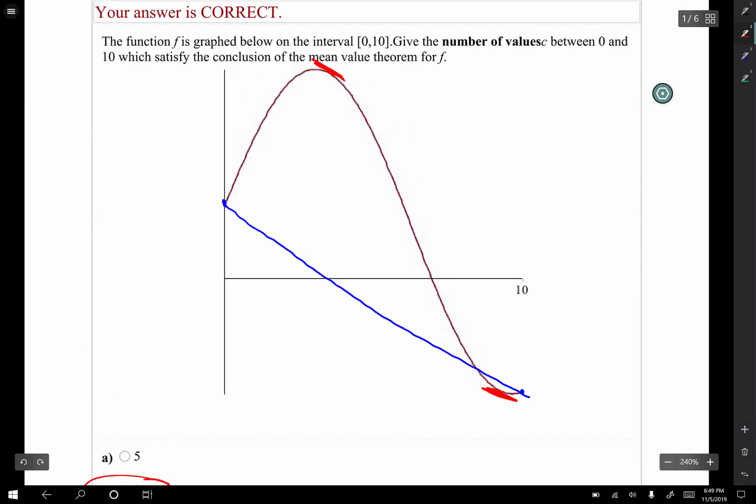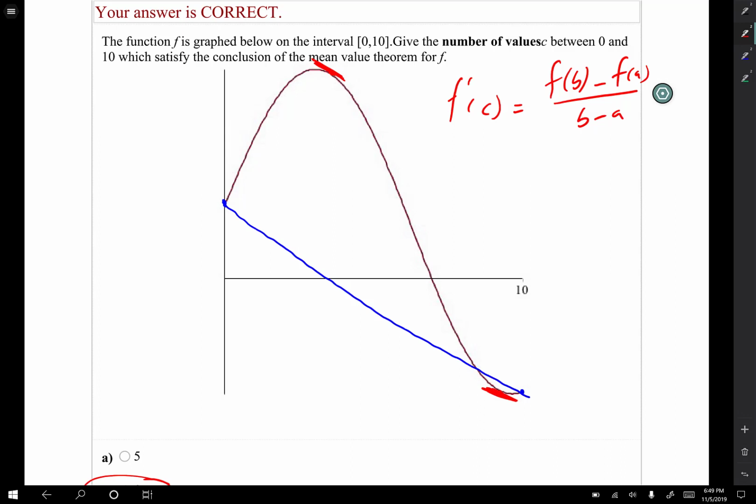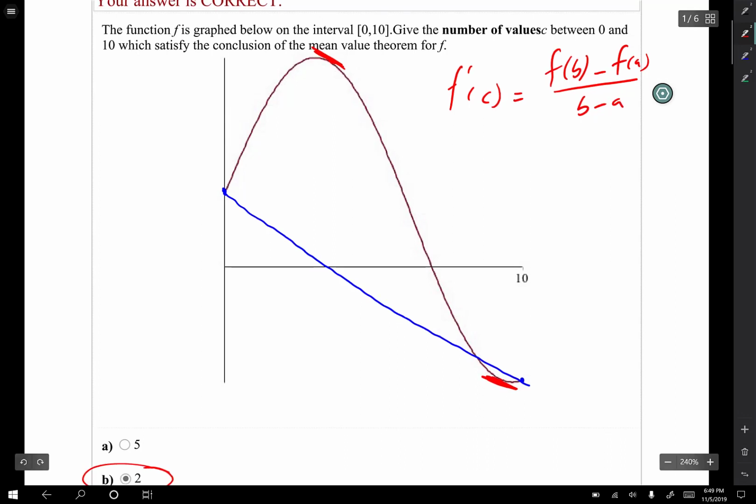Now remember what the mean value theorem is: how often is my instantaneous rate of change equal to my average rate of change. The slope of that blue line is your average rate of change, and the slope of those red lines is your instantaneous rate of change. That's all it means, guys. So here's your average, and this is your instantaneous. Let's keep going.